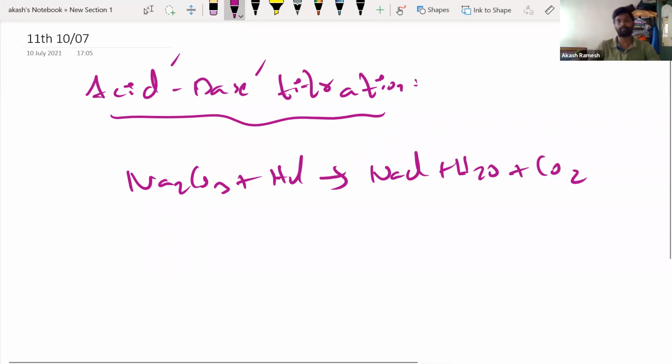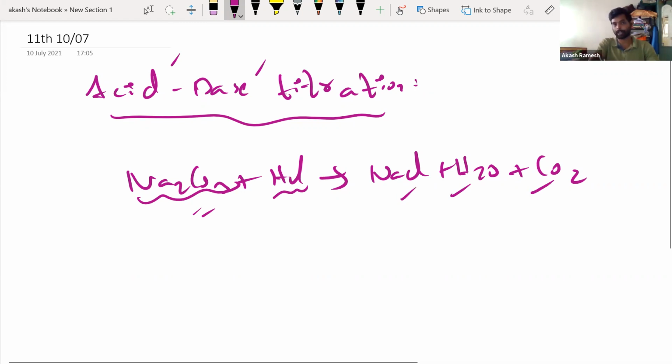Right, it will be, remember, whenever metal carbonate or metal bicarbonate is a base, obviously metal carbonates and metal bicarbonates are bases, but weak bases. Okay, anyways, so when these metal carbonates and bicarbonates react with HCl or any acid, you will form the salt, water, and carbon dioxide will be released.